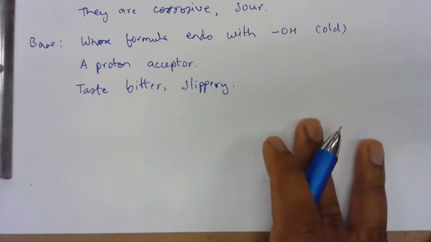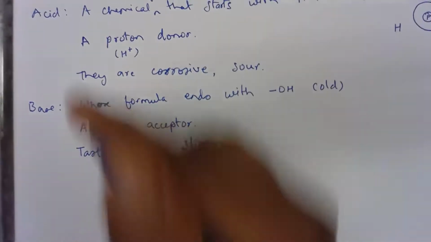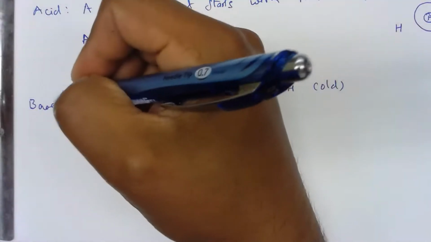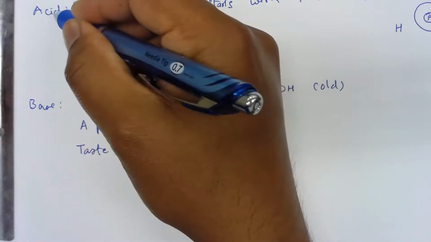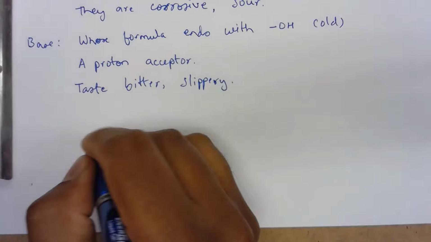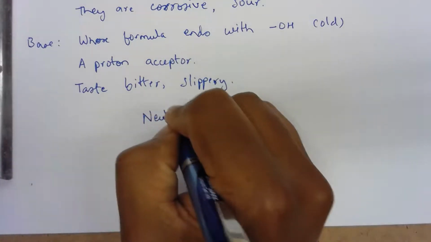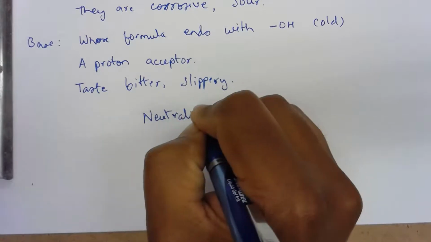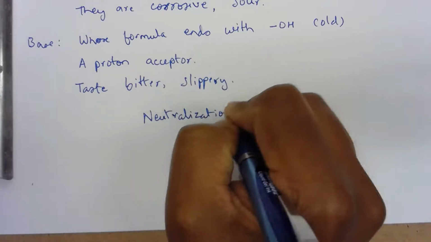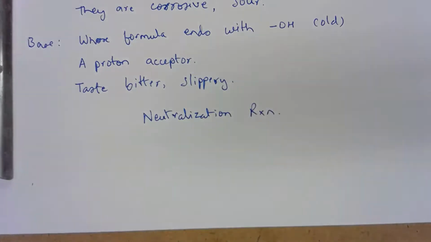Okay. So let's talk about what happens when these two chemicals come in contact with each other. What happens when an acid and a base react with each other? The reaction is called a neutralization reaction.